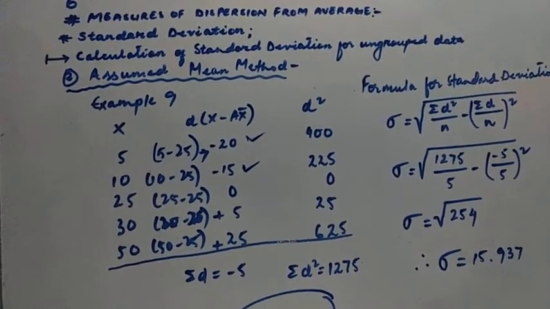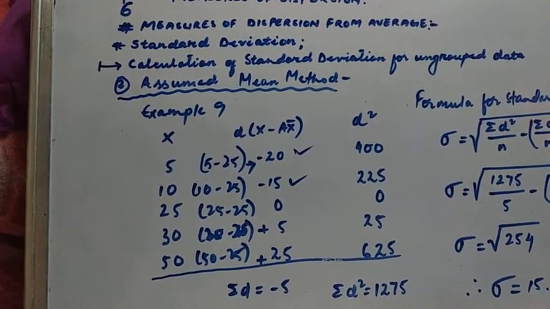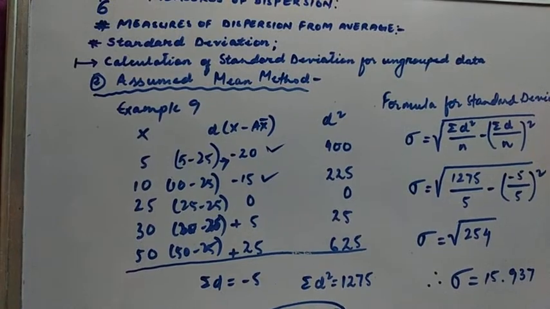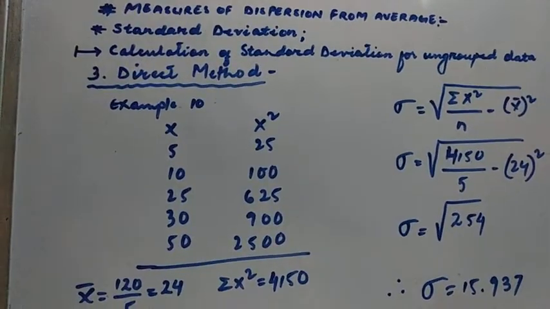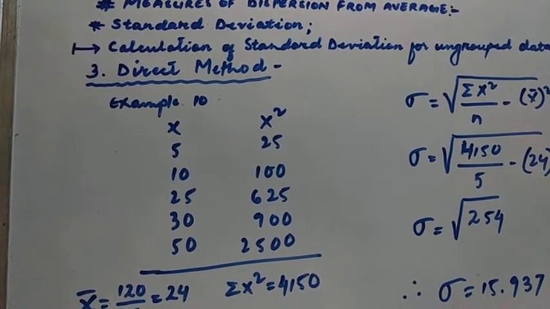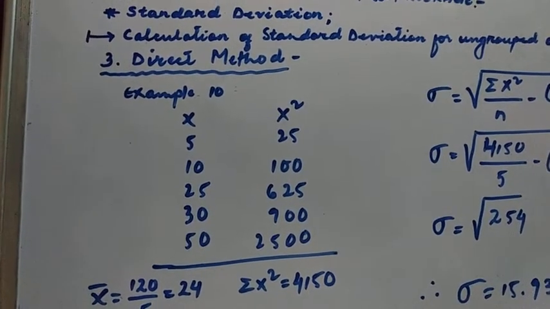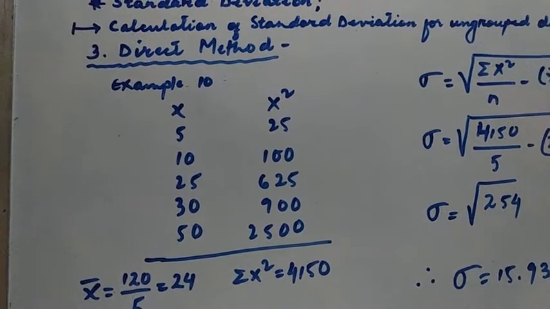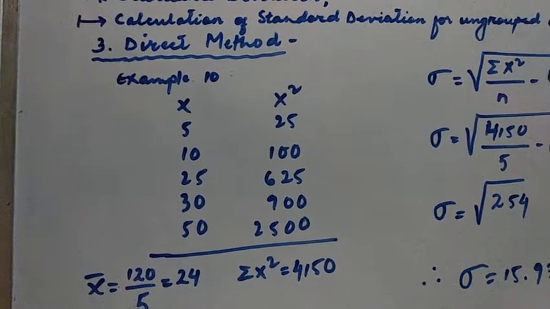So the third method is the direct method, and the fourth would be the step deviation method. Thirdly, we will discuss the direct method for standard deviation for ungrouped data. For the direct method, standard deviation can also be calculated from the values directly without taking deviation. So without finding any deviation, you can calculate the standard deviation from the values given below as they are.